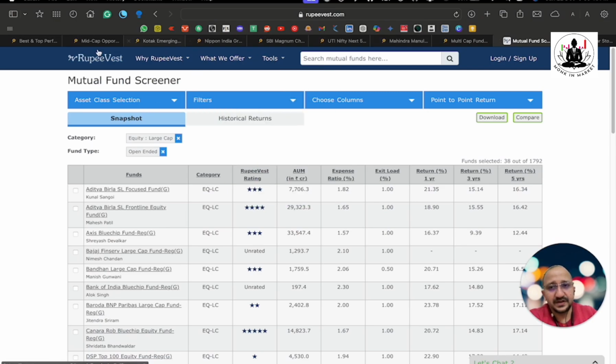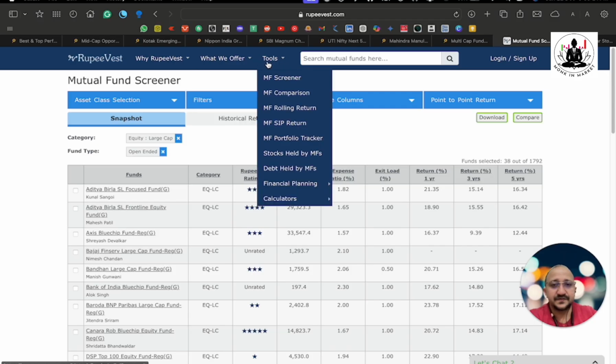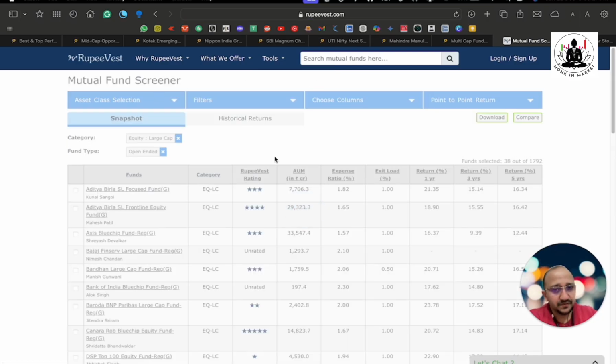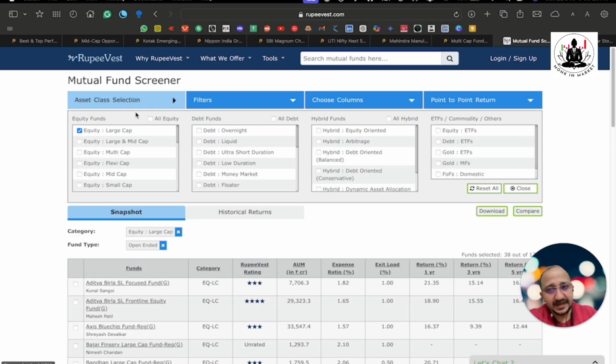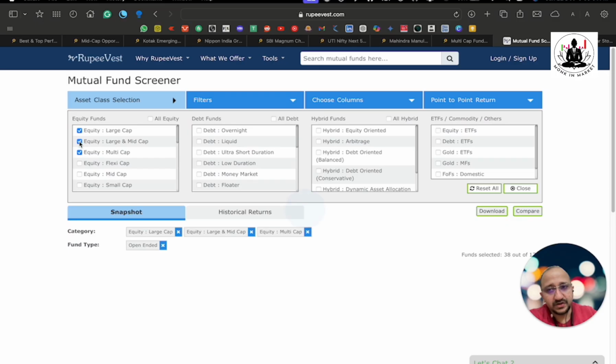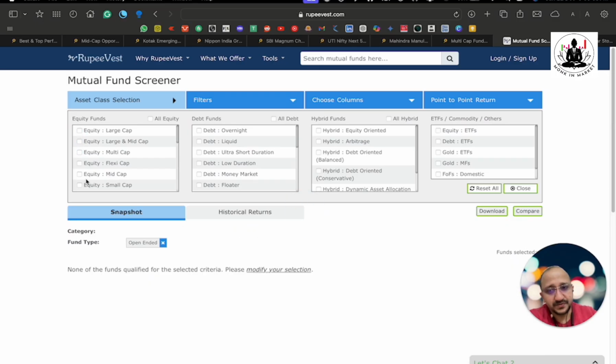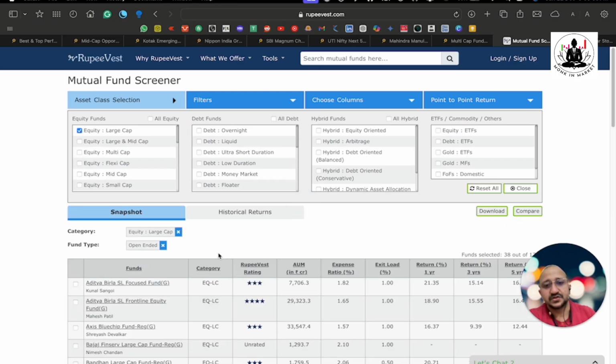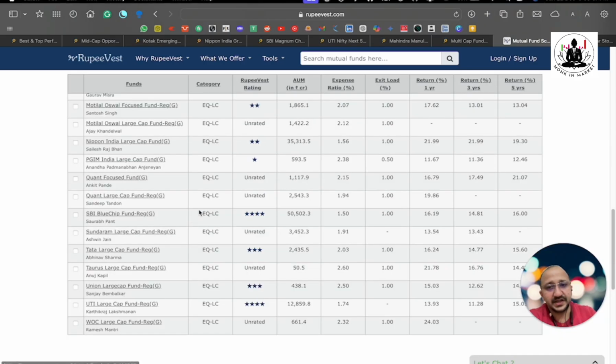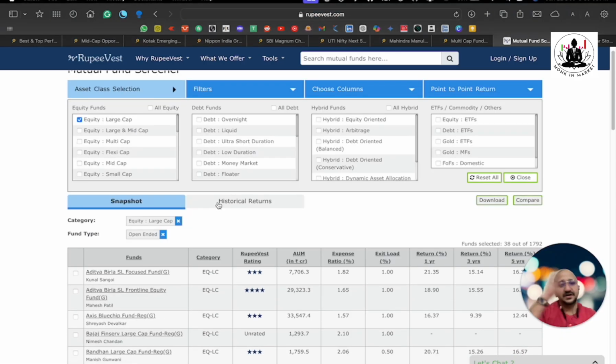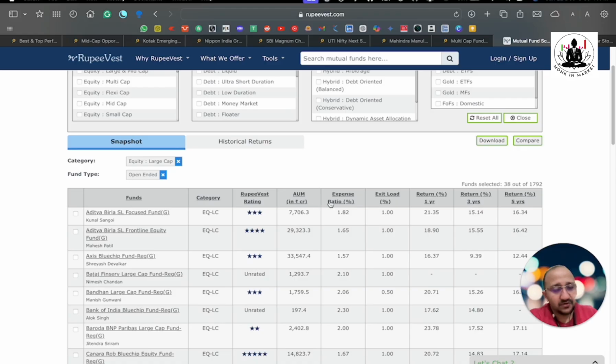Once you open this website, there is a tools section over here. In this tools section, you can click on mutual fund screener. In this mutual fund screener, you can select the equity stocks, and it will give you the options. For example, I'm choosing equity large cap. So these are equity large caps, just similar to the previous website. So AUM, expense ratio, exit load, returns, like that.